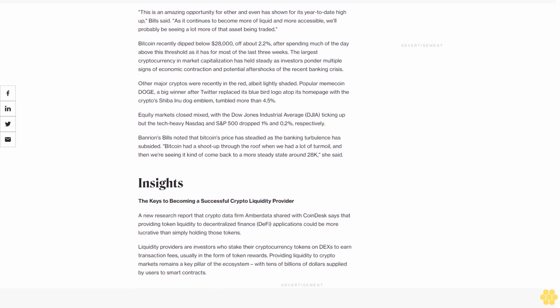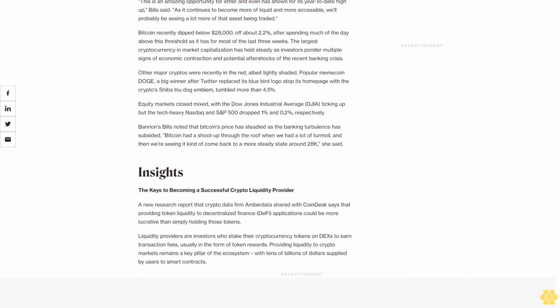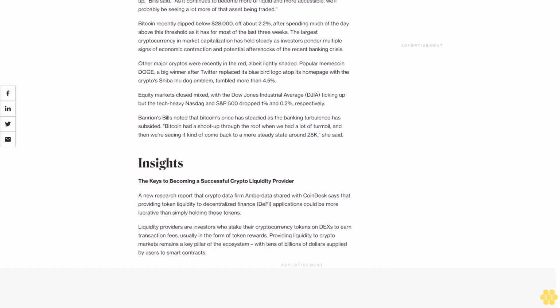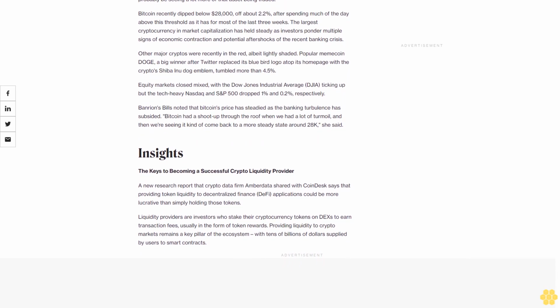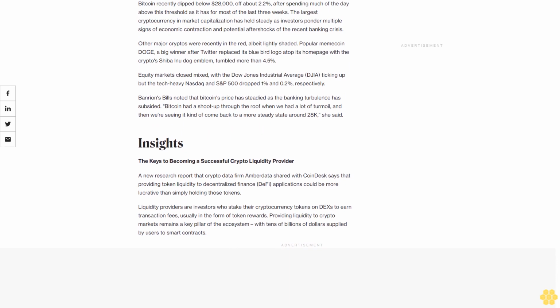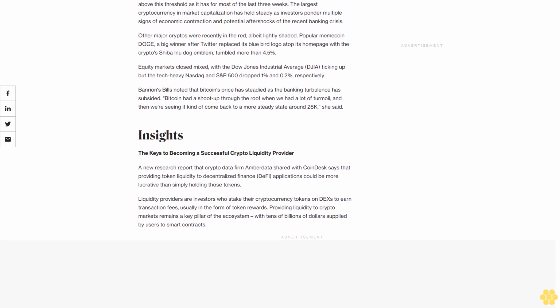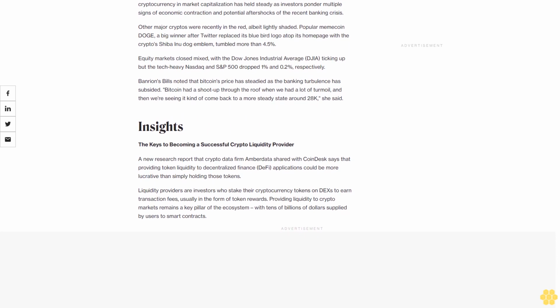Insights: The keys to becoming a successful crypto liquidity provider. A new research report that crypto data firm AmberData shared with CoinDesk says that providing token liquidity to decentralized finance (DeFi) applications could be more lucrative than simply holding those tokens.